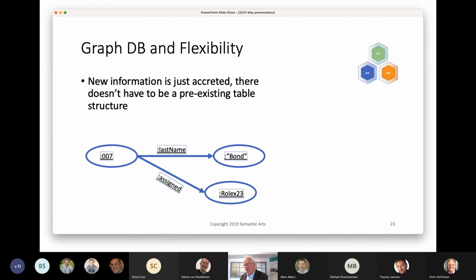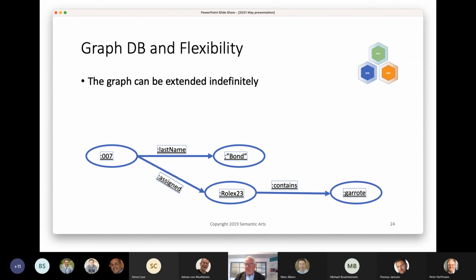How it gets its flexibility: in a relational database, if you don't have columns for information, you can't store the information. So you have to go talk to the DBA, add another column, all that kind of stuff. Here, anytime you discover new information from any other system or any other source, it just attaches into the graph database. In this case, somewhere we find out that 007 was assigned this particular Rolex watch. We later find that that is the watch that contains the garrote, for taking people's necks off. I just did this to show that with this graph, you can keep extending it. You've seen lots of pictures of these very complex graphical structures. This is essentially where they come from.